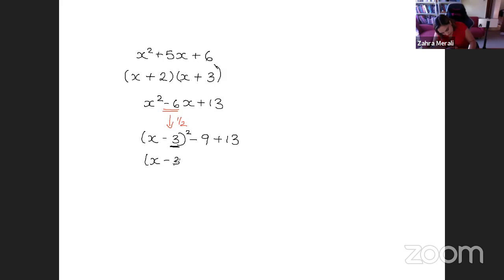You also need to be able to complete the square. So when you complete the square, you look at the number in front of the x and you halve it. And when you do that, you get x minus 3 squared, and then you square this number to give you minus 9 plus 13. So we get x minus 3 squared plus 4.